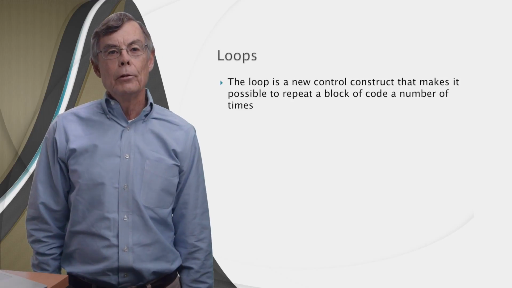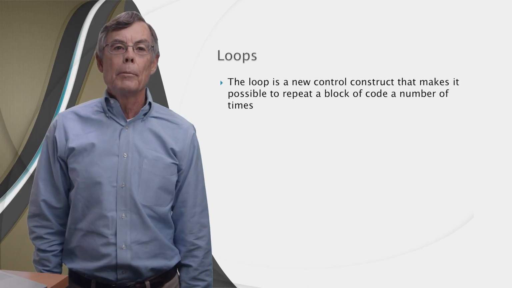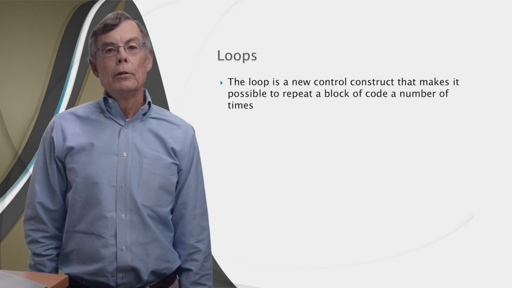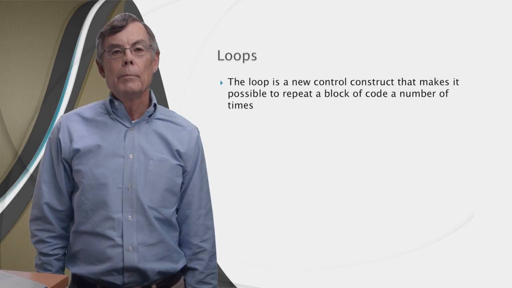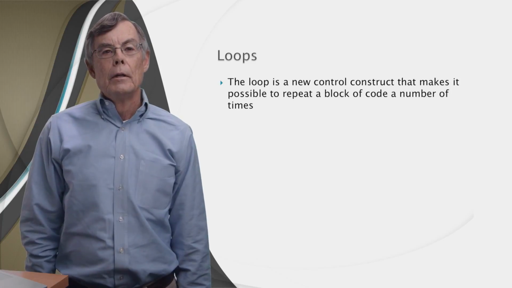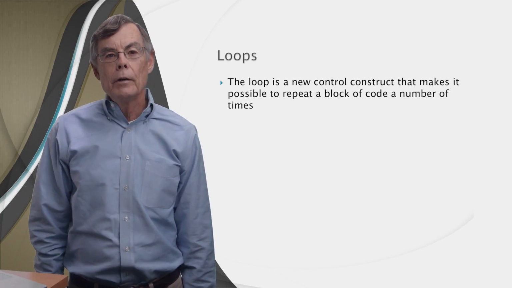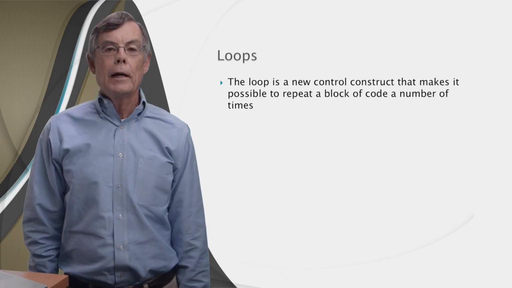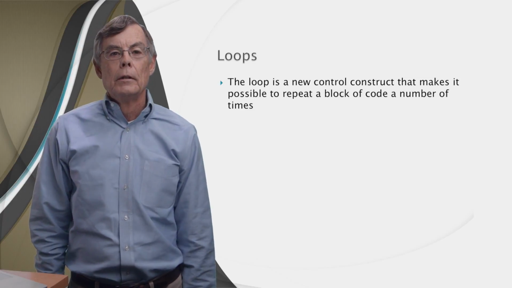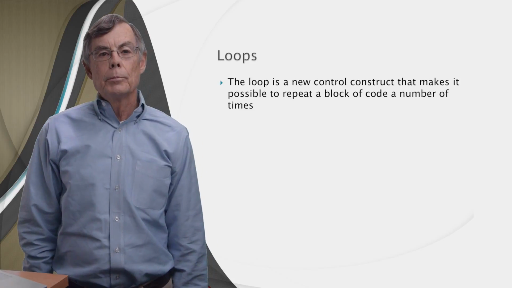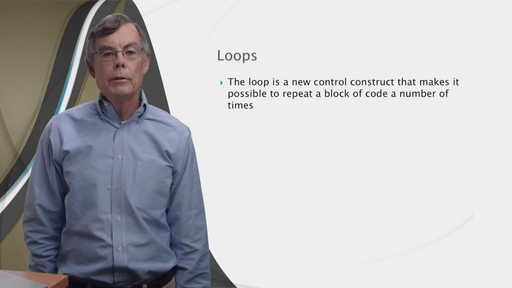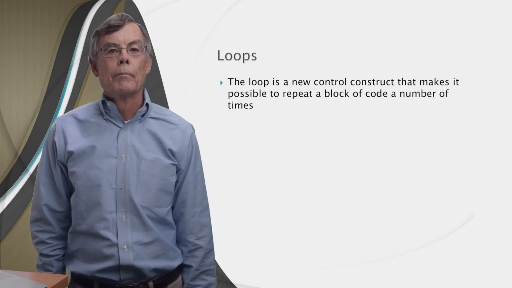Welcome to Lesson 6, Loops. This week we'll be talking about a powerful programming concept, looping. The loop is a new control construct that makes it possible to repeat a block of code a number of times. So far, every statement and every function has been executed exactly once, or if some condition was false, not at all. While this is useful, it doesn't exploit the real power of a computer, which is the ability to execute millions or billions of instructions per second.